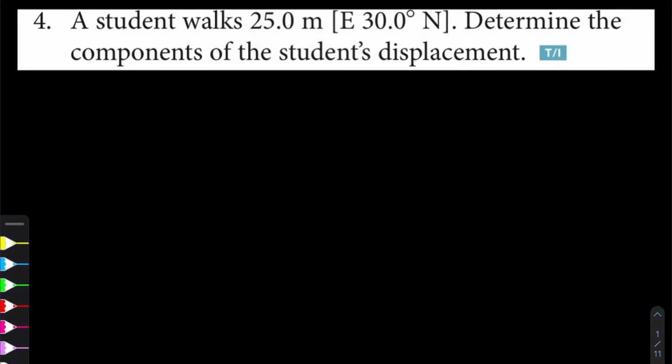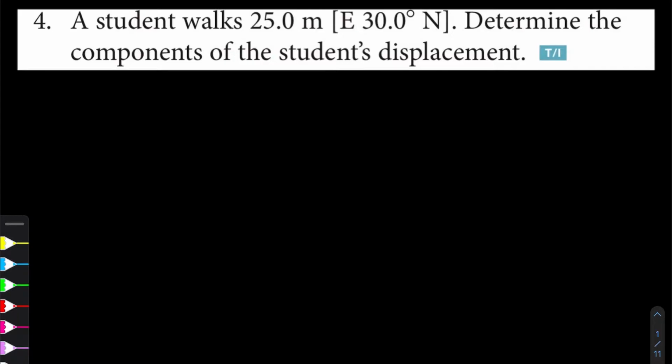So there's going to be 4 types of questions in total, so feel free to choose which one you want to select from the scroll bar below. So let's get started with question number 4. We have a student who walks 25 meters at an angle of east 30 degrees north, and they want us to determine the components of the student's displacement.